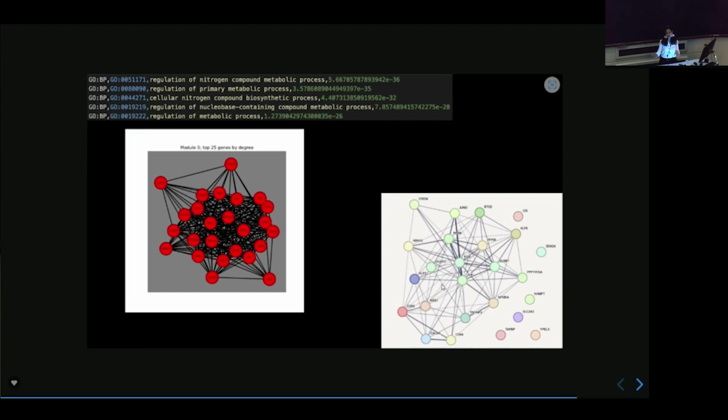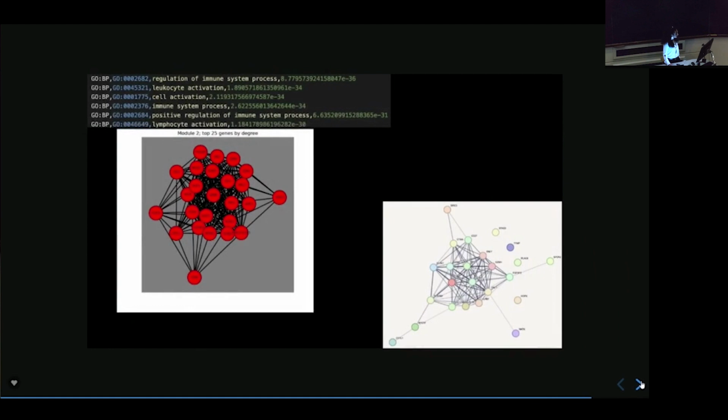So these are just examples. We're not claiming that we have any results on this data set. We were just trying it out, and those are possible ways of proceeding for validation of modules. We are open to discussion on how to do this when you are exploring a data set. This is another module. We did the same kind of thing. This is the module, and we are just showing the top 25 genes by degree. Then this is the corresponding STRING protein network, and those are the GO terms associated.